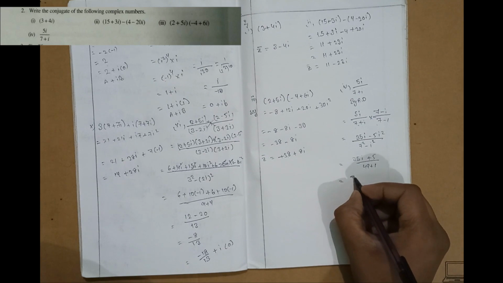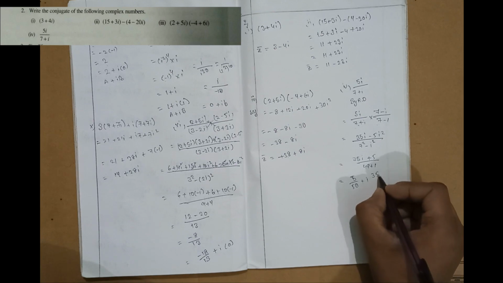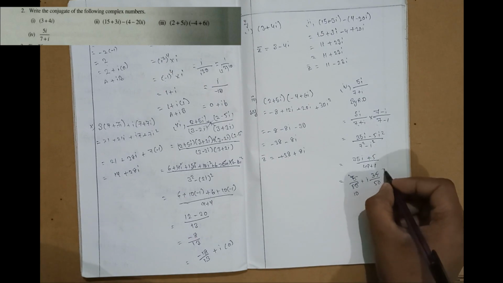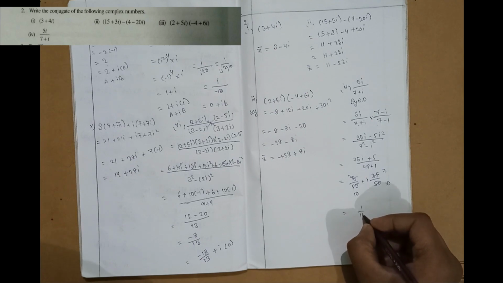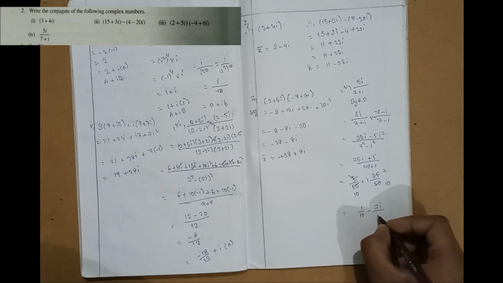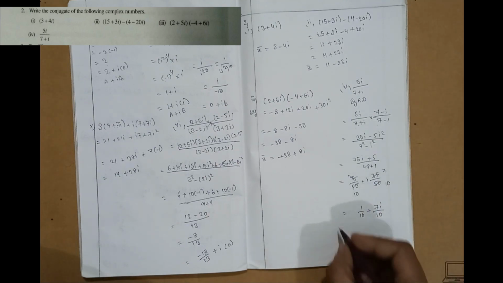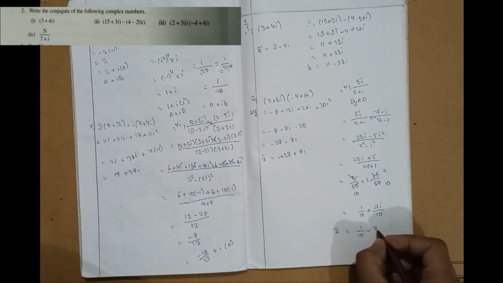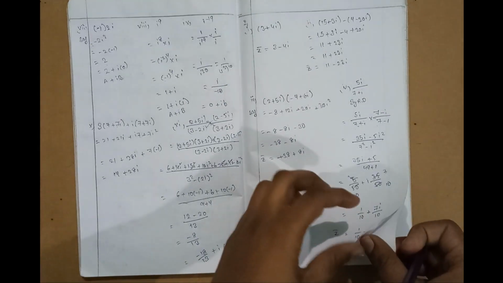Here we will divide this 5 by 50 and 35i by 50. 5 ones are 5, 5 tens are 50, 5 sevens are 35, and 5 tens are 50. Then it will become minus 1 by 10 minus 7i by 10. The conjugate will be 1 by 10 minus 7i by 10. Now the second bit is completed. Now third bit.